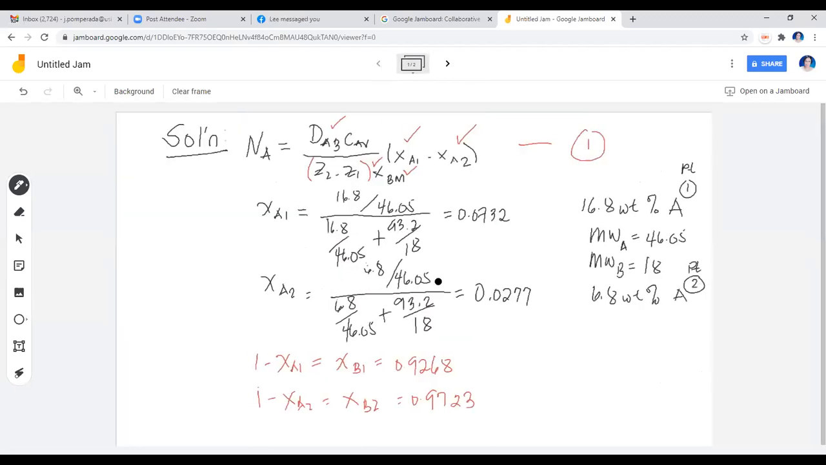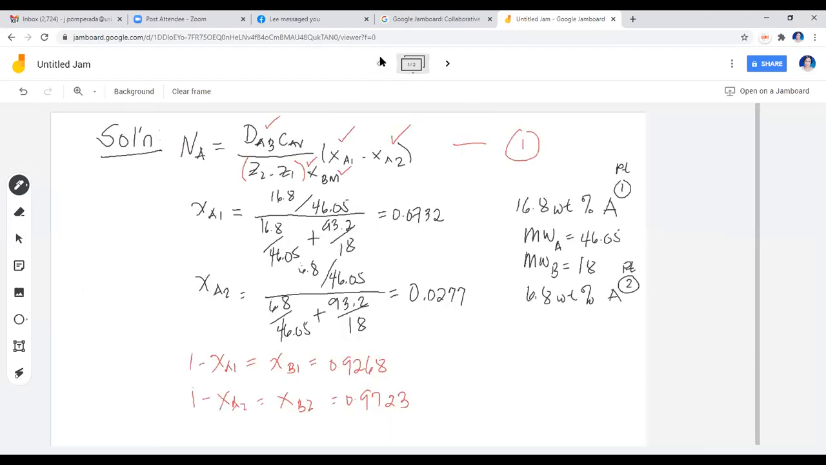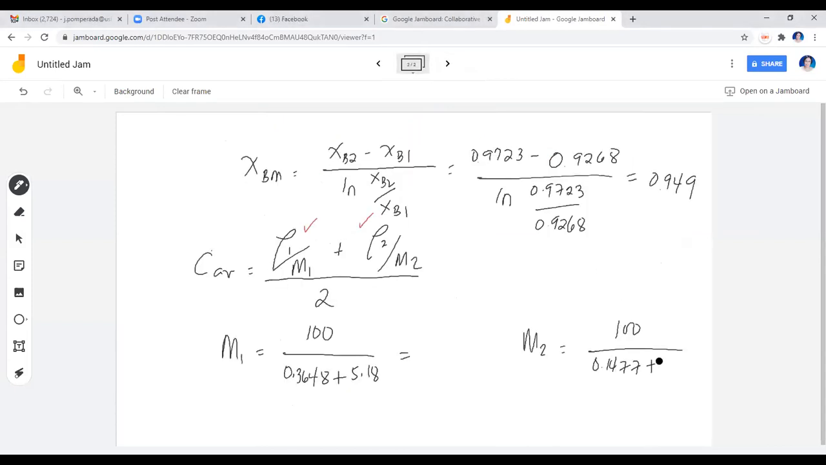So for A, that would be 6.8 divided by 46.05. So that would be 0.1477. A 0.1477 here. And for B, this is our B, 93.2 divided by 18. That should be 5.178. So this is 5.178. And you will have the value of M2 and M1 now.